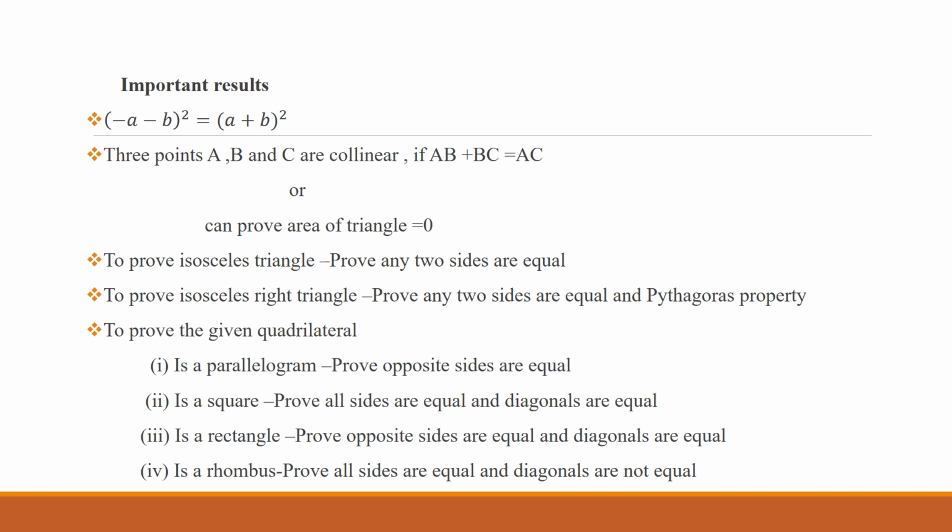To prove it is a square, prove all the sides are equal and diagonals are also equal. To prove it is a rectangle, prove opposite sides are equal and diagonals are equal. To prove it is a rhombus, we have to prove all sides are equal and diagonals are not equal.